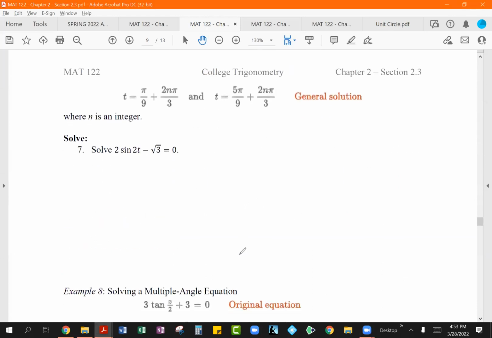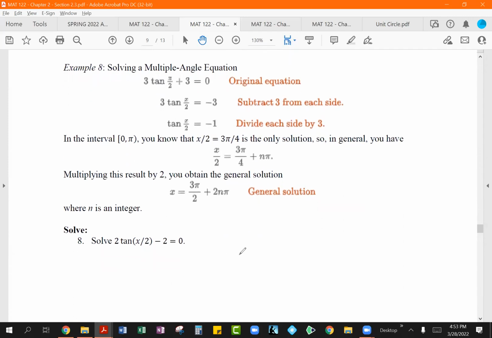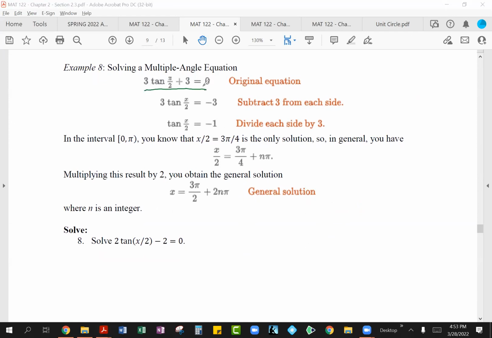So before we look at an example for this, I also wanted to show you another multiple angle equation, but this time you are given a fraction. So you actually have 3 times tangent of, sorry, that's an x divided by 2, plus 3. Same thing, get the tangent function by itself. So we start by subtracting the 3, move it to the other side. Then we divide both sides by 3, and you end up getting -1.